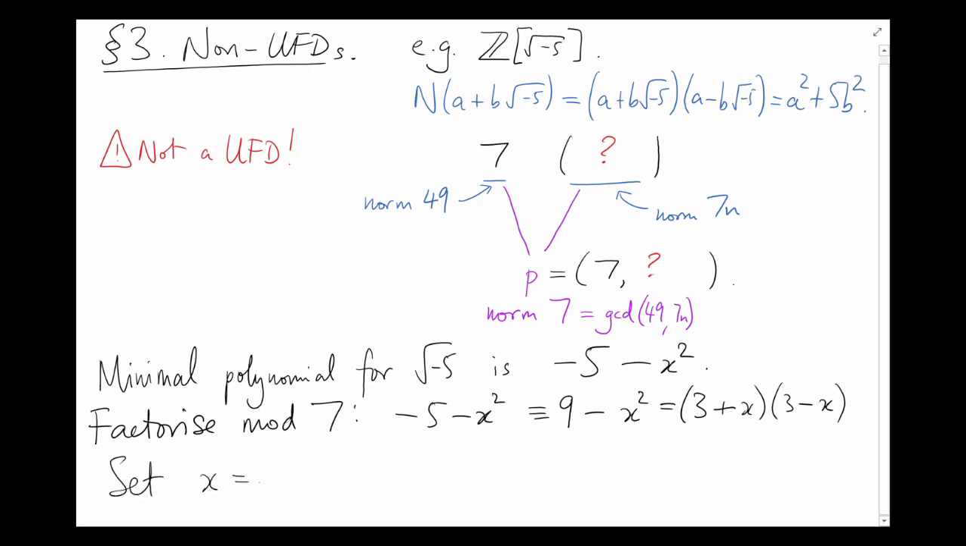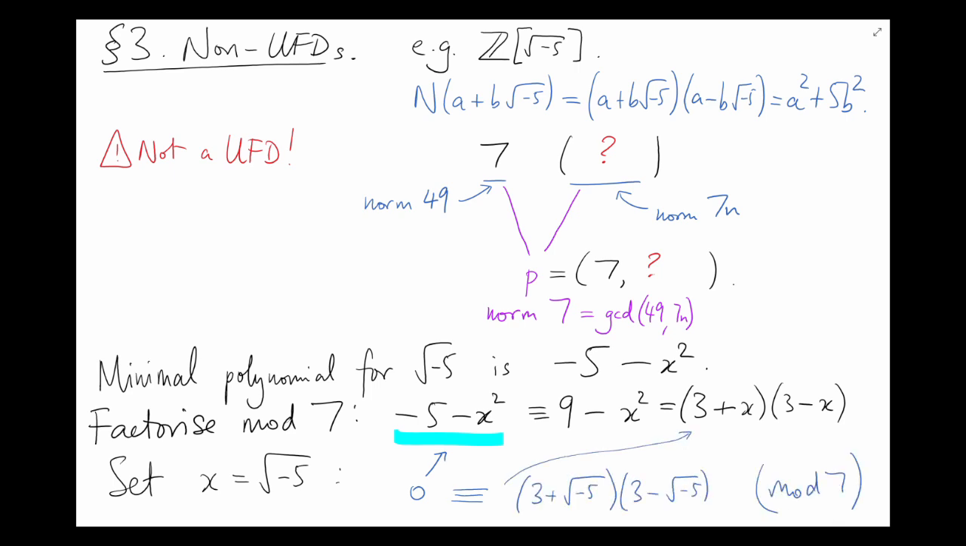Now I'm going to substitute x equals root minus 5 into this expression, and then I'm going to forget about the polynomial entirely. Before I do that though, I want to highlight one thing. When we set x equals root minus 5 in here, the left-hand side is 0. That's how we chose this polynomial in the first place. That ensures that 3 plus root minus 5 times 3 minus root minus 5 should be 0 mod 7. Well, in fact, if we multiply out the brackets directly, we can see that it's equal to 14.